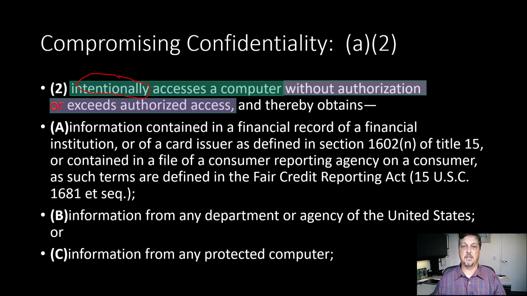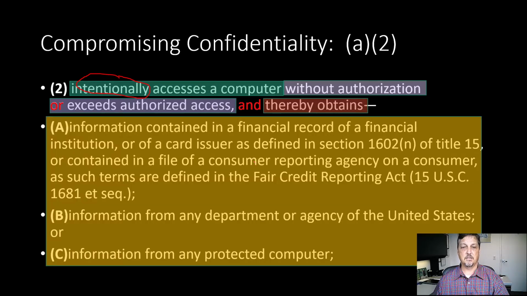That is our initial bad act, and through that thereby obtains, and then each of these pieces here is a different third element to this crime, right? So intentional access without authorization thereby obtains one of these three things. The first piece is certain kinds of financial information of a consumer. The second one is information of a department or agency of the United States. See how this ties to the definition of protected computer? That first piece of that definition was financial institutions and the U.S. government, right? So taking that kind of information intentionally without authorization or exceeding authorized access is a crime.